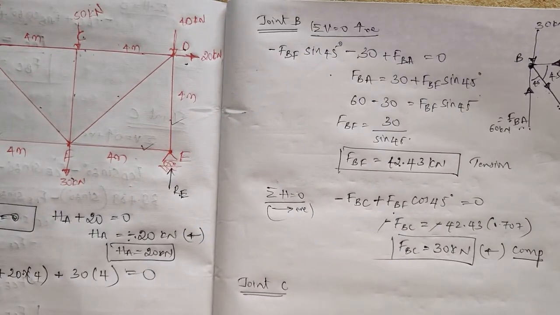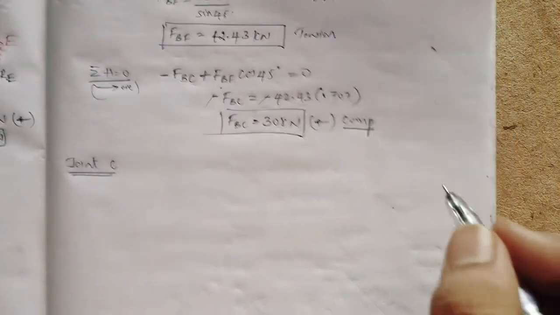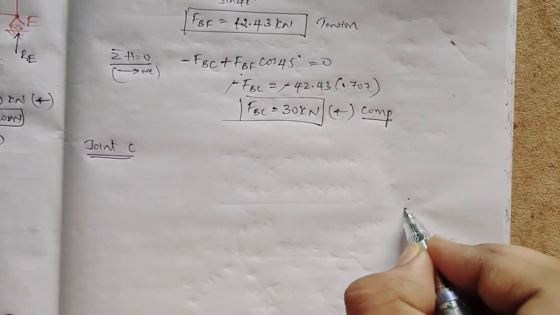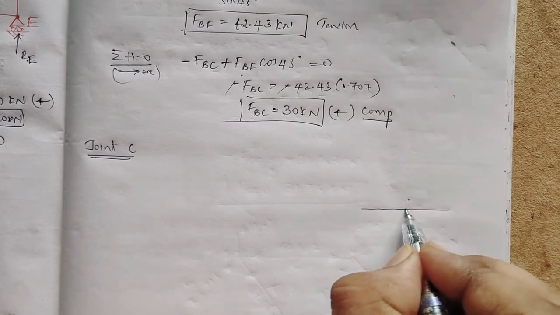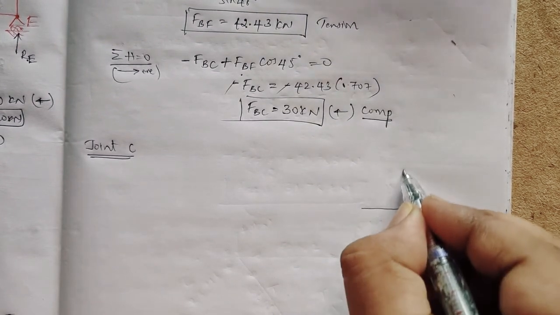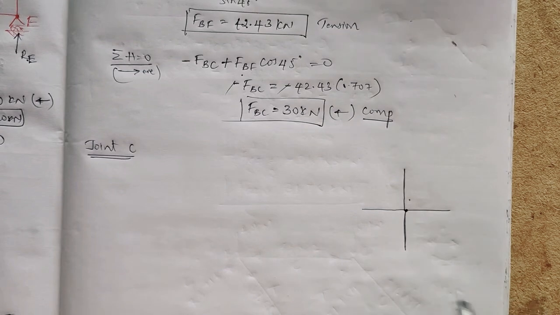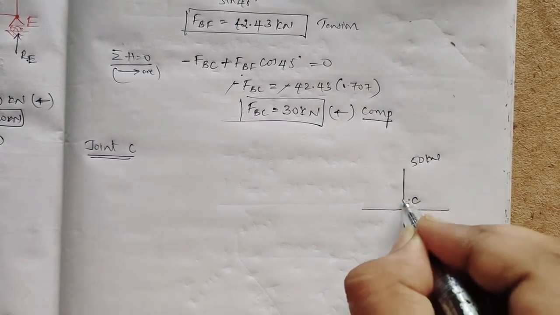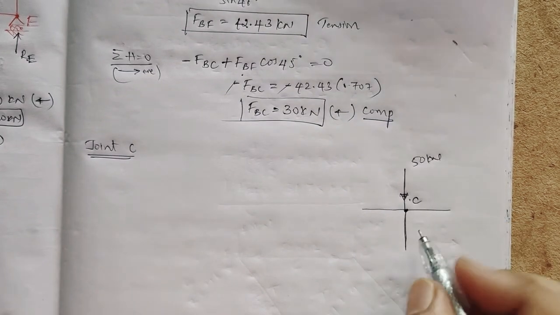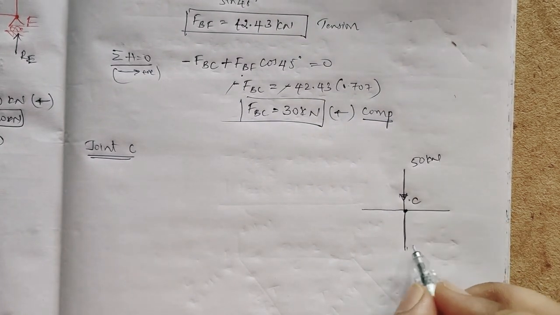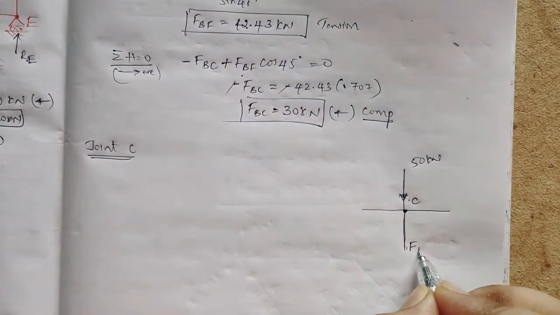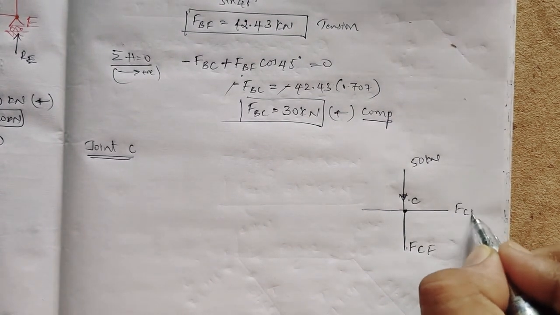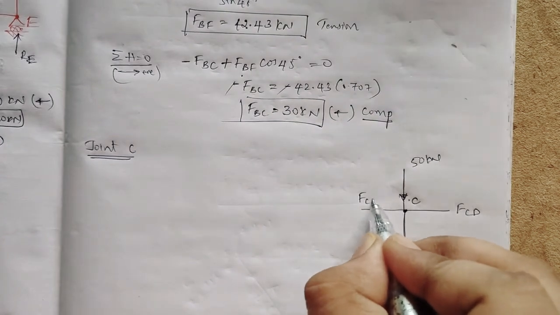See here, at the joint C, I'll rewrite the figure. So I'll consider this as joint C. It is like this. Okay, this is joint C. So this is 50 kilonewton, which is coming downwards. And this I don't know, that is FCF, and this is FCD, and this is FCB.